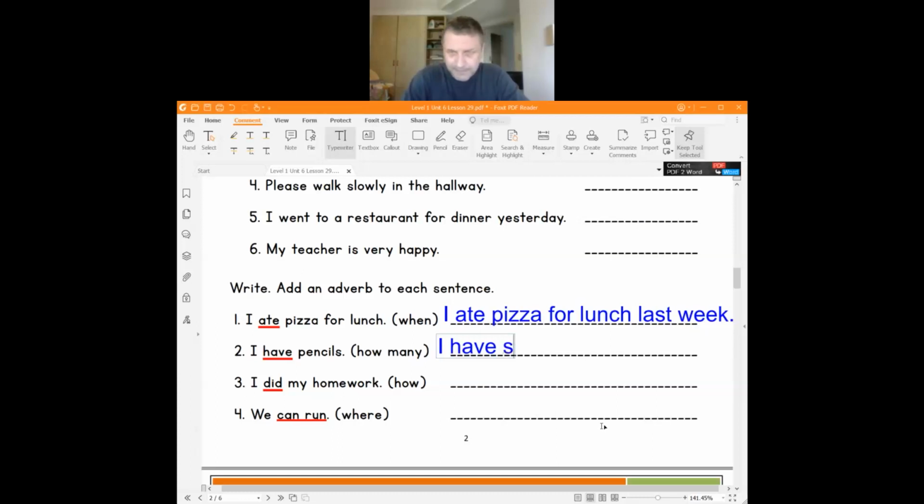I have. We could even sometimes use more than one. I have so many pencils too. Okay, here I've used 2 adverbs. I used so many and I used 2.